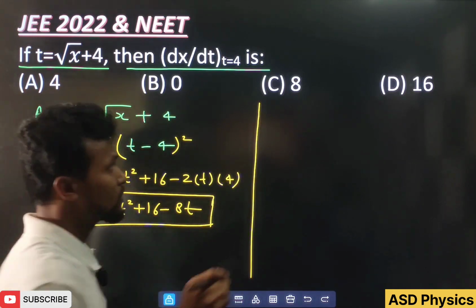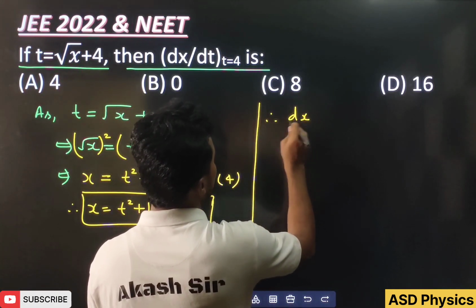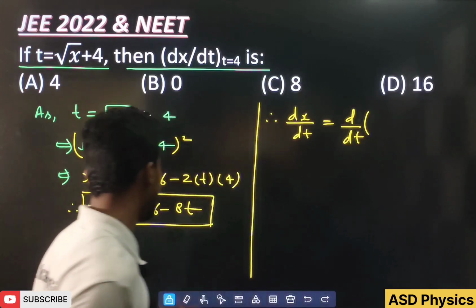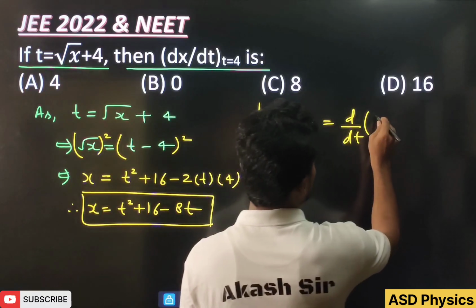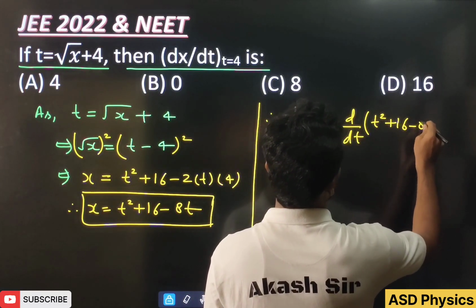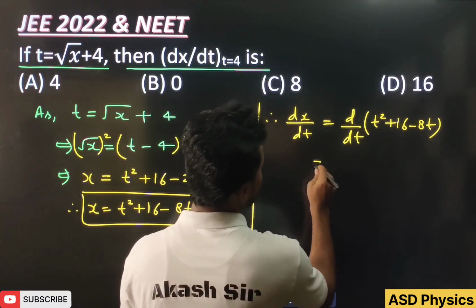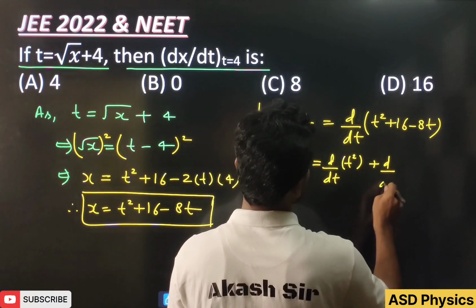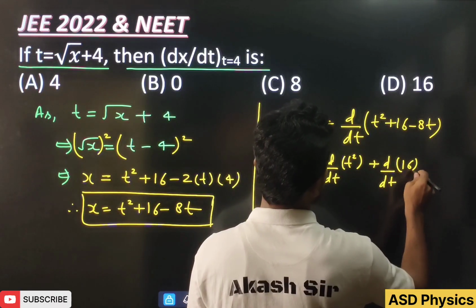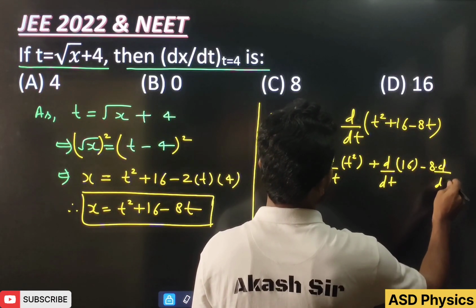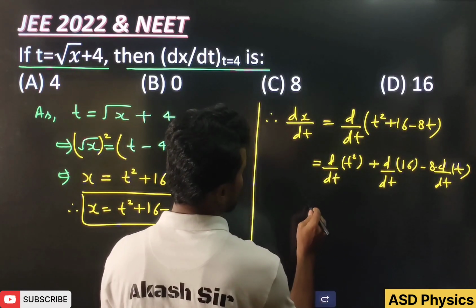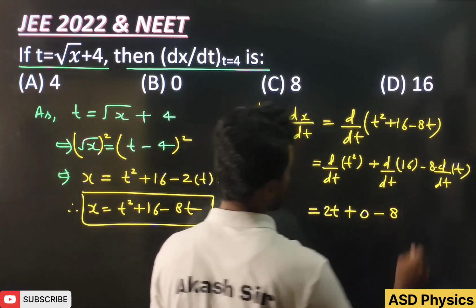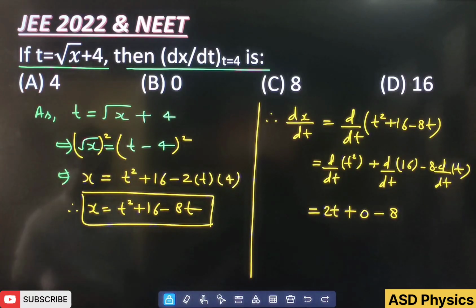Now what we are going to do here, see here, hence dx by dt. So dx by dt means again d by dt of x, the value of x: t square plus 16 minus 8t. If I separate this here, in the starting I am just separating, later I hope you will understand very well. So d by dt of t square plus d by dt of 16 minus 8 times d by dt of t. So it will become d by dt of t square means 2t, this is 0 and minus 8, because d by dt of t is 1.